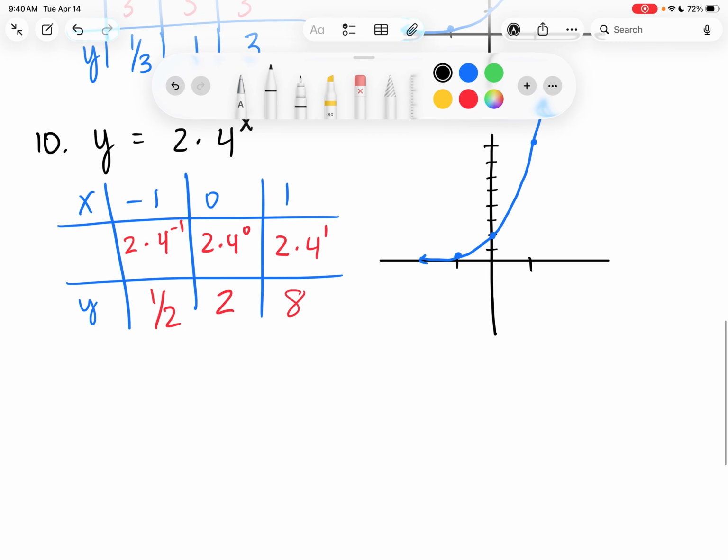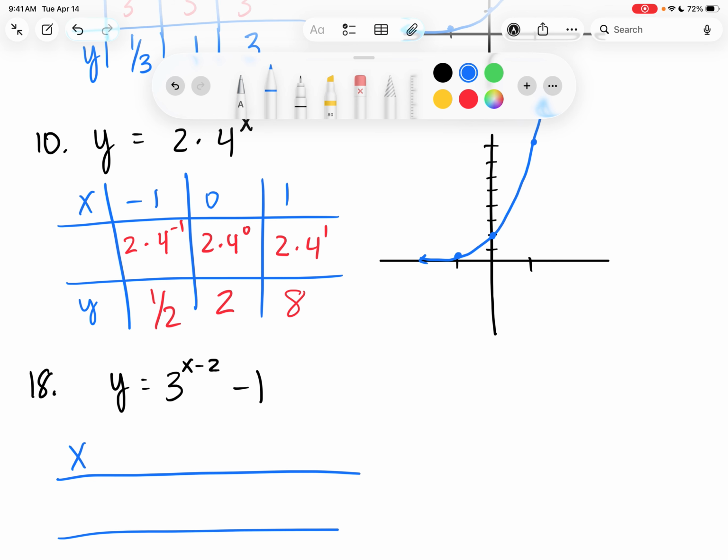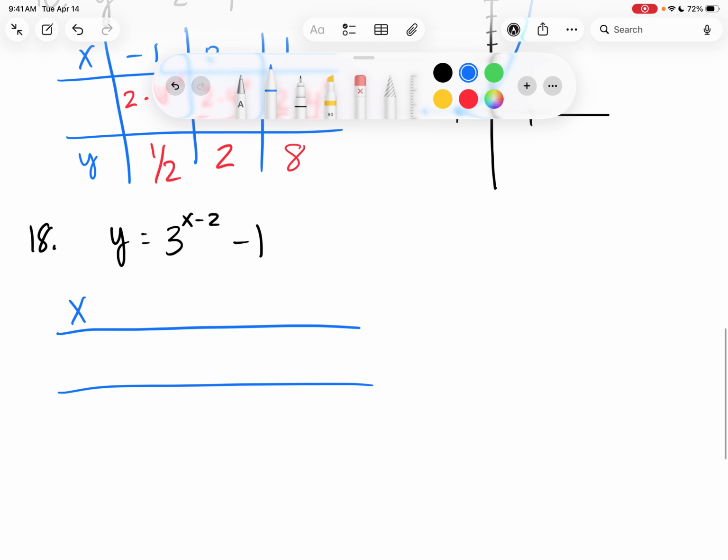One more of these ones. 18, y equals 3 to the x minus 2, and then minus 1. So this one's a little bit different. I might want to be strategic and not pick negative 1, 0, and 1 here. Does anybody know why? Or see maybe why I wouldn't want to do that? Yeah, potentially, right? Because this is x minus 2.